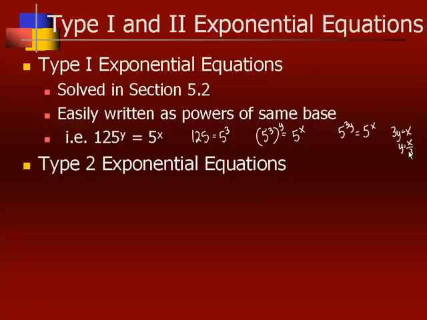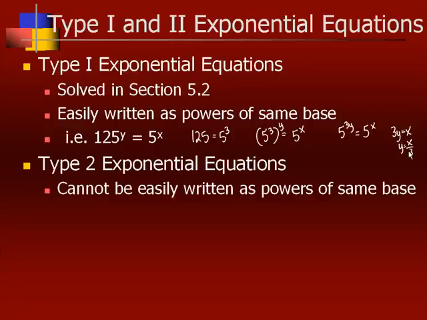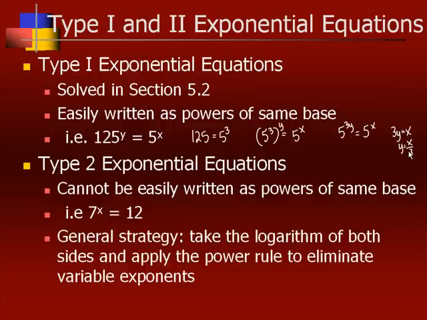But we were able to get them both in terms of the same base. Type 2 exponential equations cannot be easily written as powers of the same base. For example, 7 to the what power is equal to 12. Well, in terms of exponential equations, we need to think about the inverse function in terms of logarithms. Now, our general strategy is take the log of both sides and apply the power rule to eliminate the variable exponents.